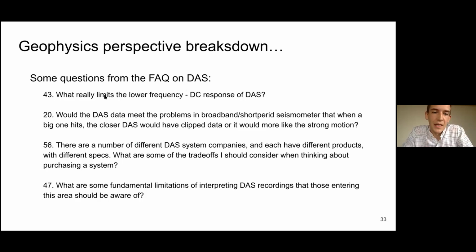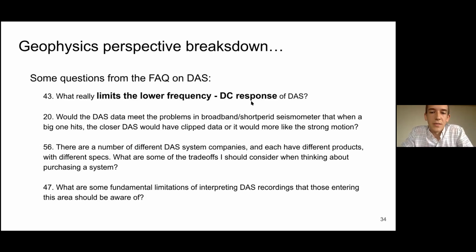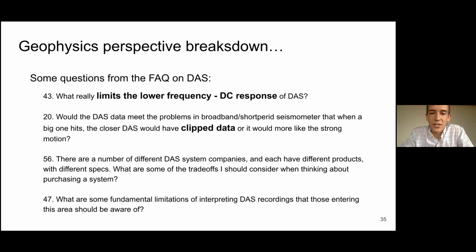So this question: what really limits the low frequency DC response of DAS? When you begin to look at quasi-static strain, how do you difference geophones to look at that? What does it actually mean when you're differencing two velocity sensors when the deformation is static? Another question, thinking about clipping: what does it mean when you're clipping an interferometric measurement? This is an optical measurement, so what does it actually mean to clip that data? It's not the same as a voltage sensor.